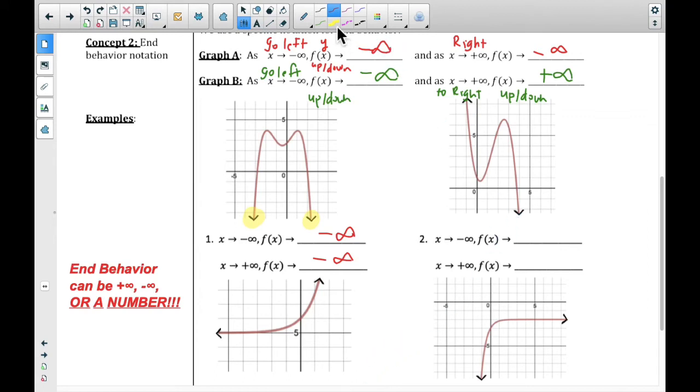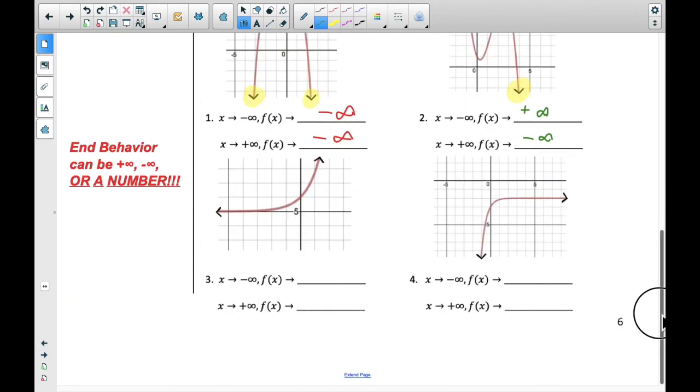Let's take a look at number 2. We are going to focus our attention on the left side and on the right side only, not the middle. We don't care about the middle. So on the left, it's going up. It's going towards positive infinity. On the right, it's going down. It's going towards negative infinity.